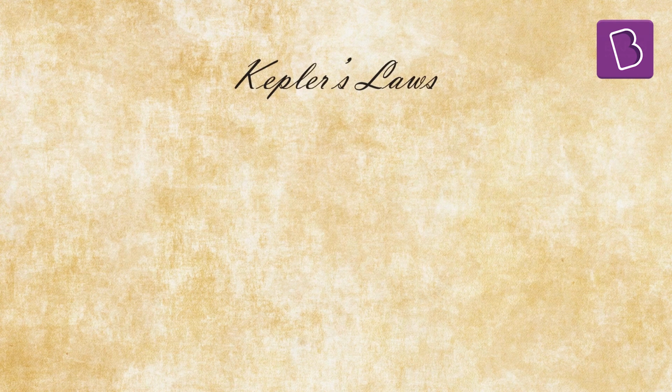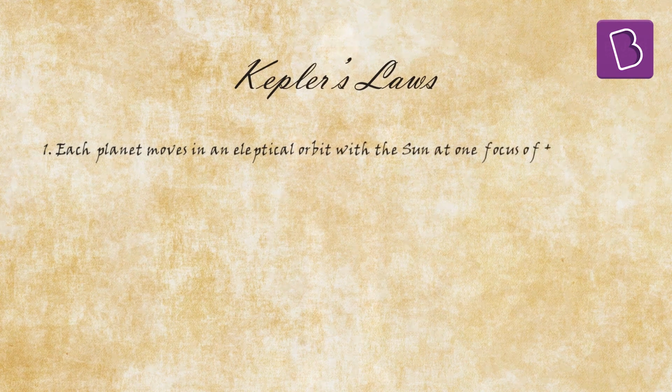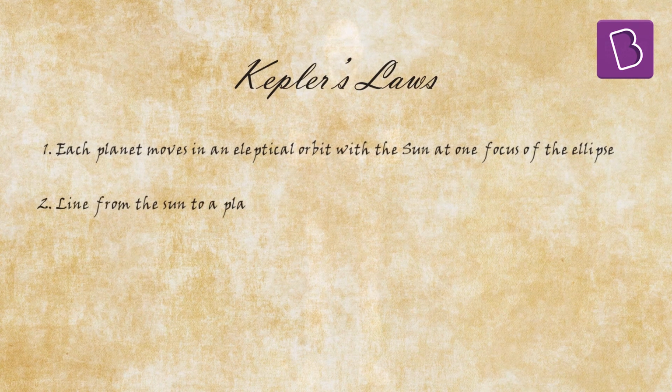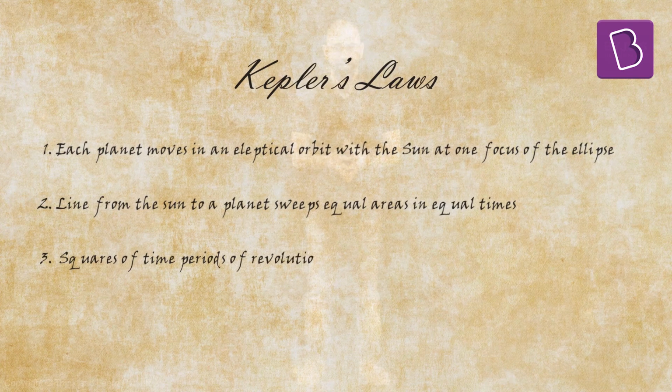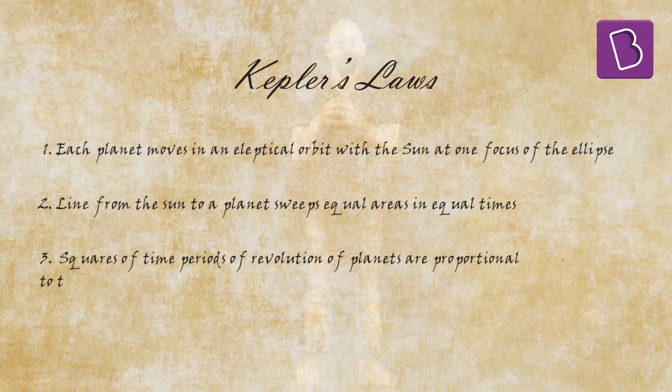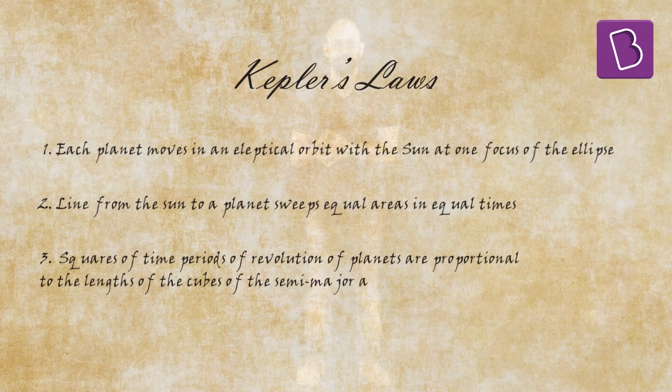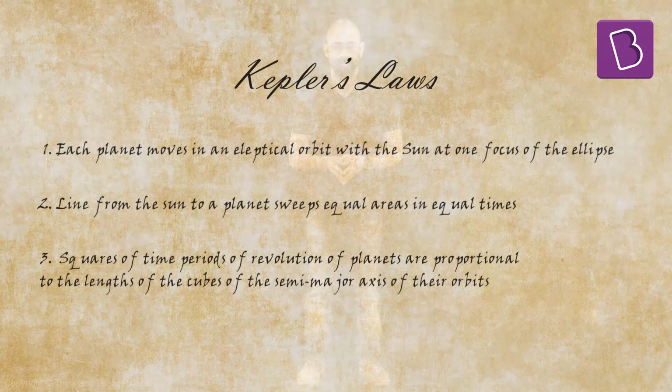Number one, he settled the debate by observing that each planet moves in an elliptical orbit, with the sun at one focus of the ellipse. Number two, a line from the sun to a planet sweeps equal areas in equal times. Number three, squares of time periods of revolution of planets are proportional to the cubes of the lengths of the semi-major axis of their orbits. Now, I'll explain these laws in detail, but for now, let's continue with the story.